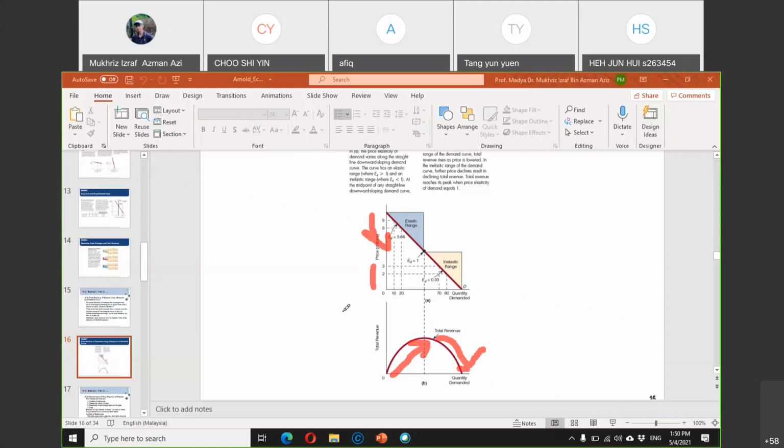So this graph basically shows what happens when the price starts to decline. When the price drops, revenue will increase when the demand is in the elastic range. But when the demand falls under the inelastic range, a drop in price will actually bring down your revenue. Just like in this summary here.